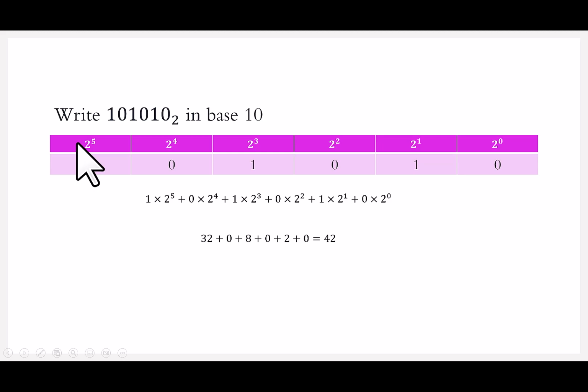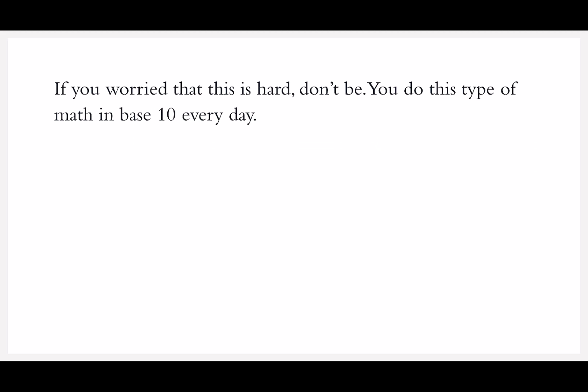I have 1 times 2 to the 5th, plus 0 times 2 to the 4th, plus 1 times 2 cubed, plus 0 times 2 squared, plus 1 times 2 to the 1, plus 0 times 2 to the 0. This time, this simplifies to 32 plus 0 plus 8 plus 0 plus 2 plus 0, which adds up to 42. Now, if you're worried that this is hard, don't be.